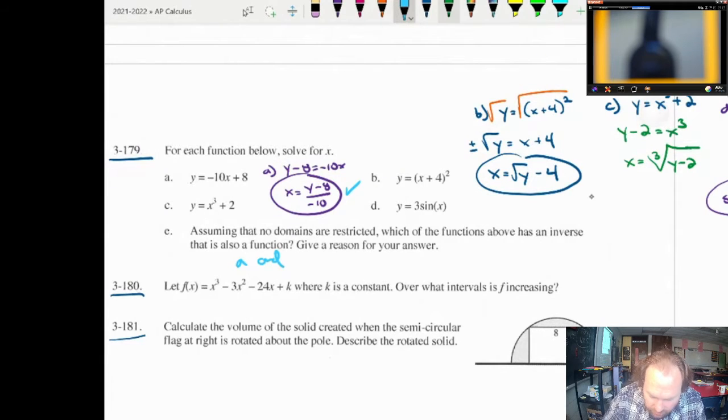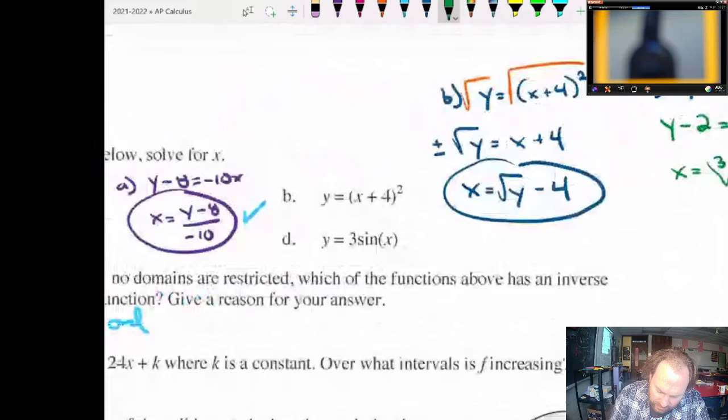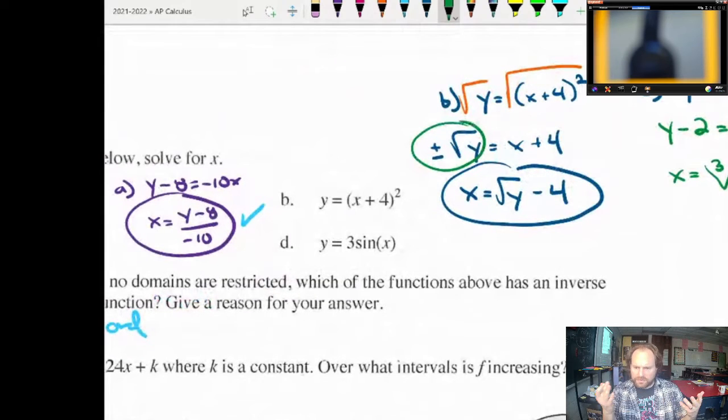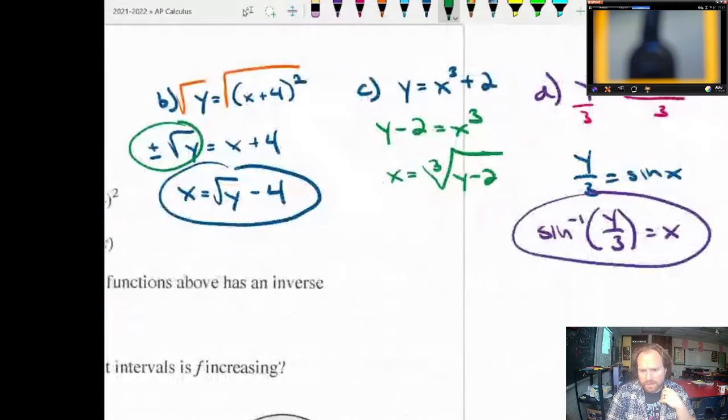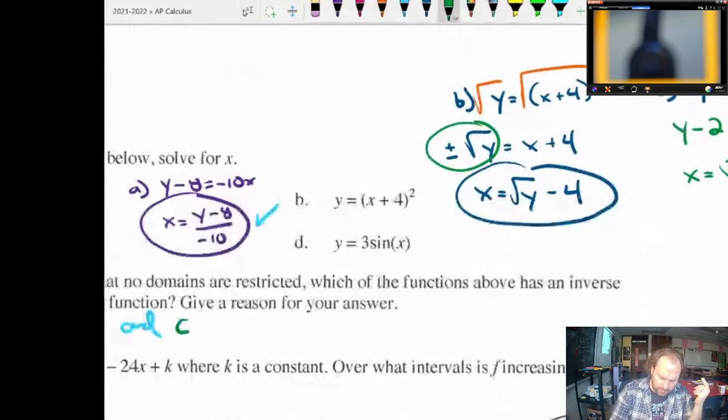However, B will not because of the plus and minus that's going to pop in there. If you think about this, the original function B is a regular old quadratic equation, but when you take the inverse and solve for x like that, what you're doing is flipping that on its side, and that's going to cause a no function situation to happen. So B is out. C is okay because that's a cubic function, and cubic functions do have inverses. That would be C also.